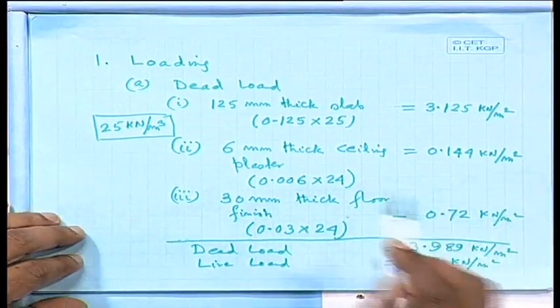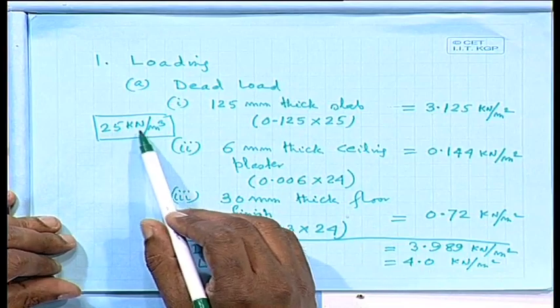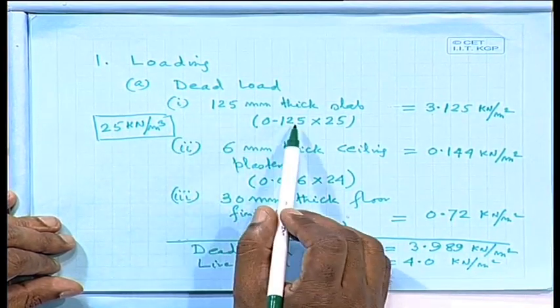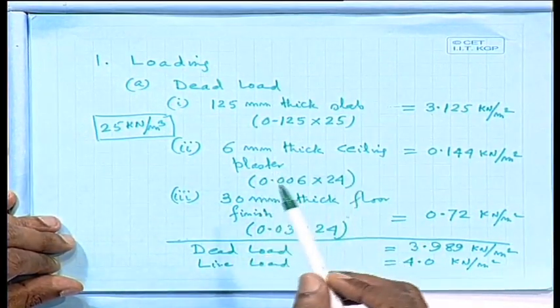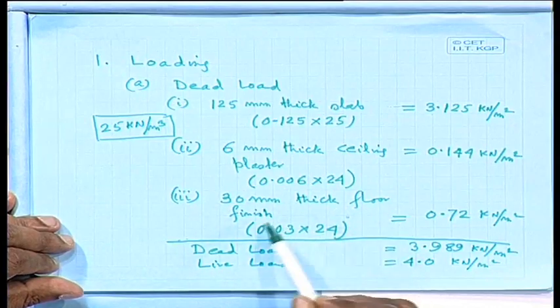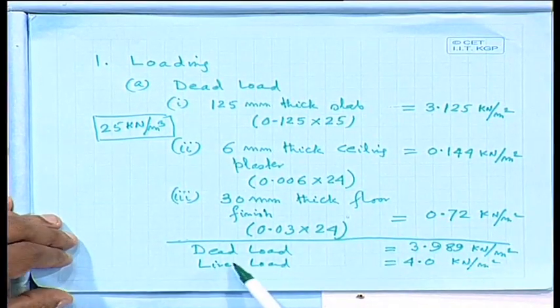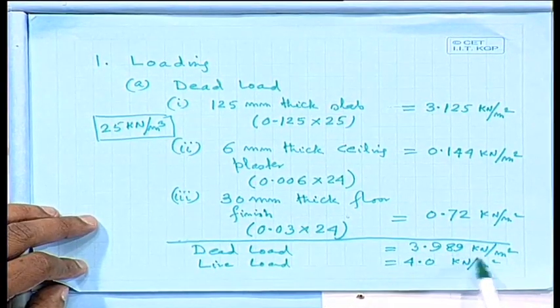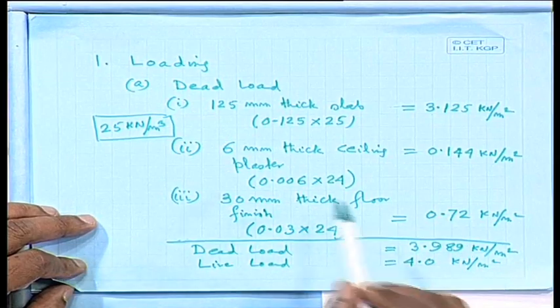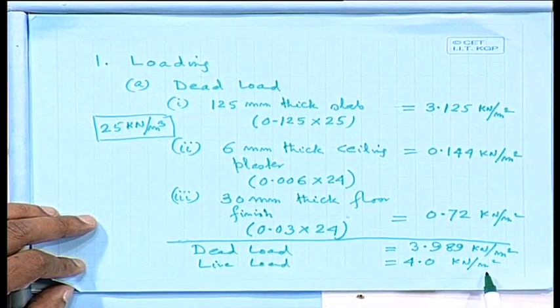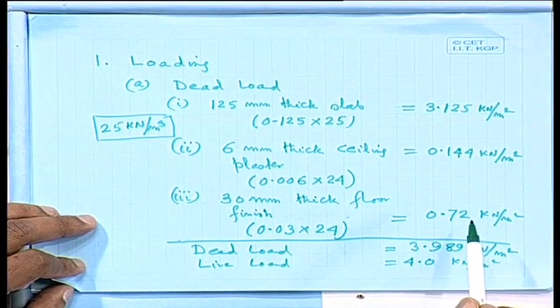We have calculated loading. Dead load we have calculated taking 25 kilonewton per meter cube for the concrete unit weight, ceiling plaster at the bottom of the slab, and 30 millimeter thick floor finish at the top of the slab. Taking that, we are getting dead load 3.989 kilonewton per square meter, and live load we have taken 4 kilonewton per square meter. Since it is not mentioned, we have taken 4 kilonewton per square meter, but for a specific purpose of a particular building, we can get the appropriate loading from IS 875.